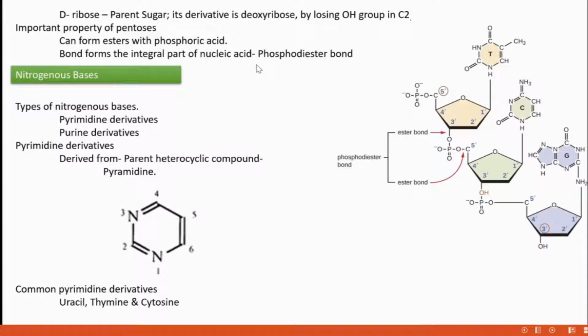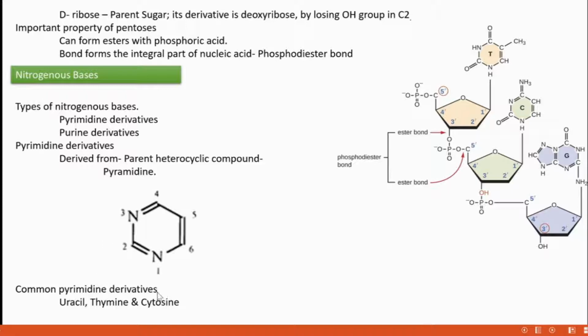The phosphoric acid group is over. Then the pentose sugar is over. Then nitrogenous bases. Nitrogenous base types: pyrimidine derivatives are there, and purine derivatives are also there. The pyrimidine derivatives are derived from a parent heterocyclic compound called pyrimidine. Its structure is given here. This is pyrimidine. To this pyrimidine structure, certain modifications happen and variant forms develop.